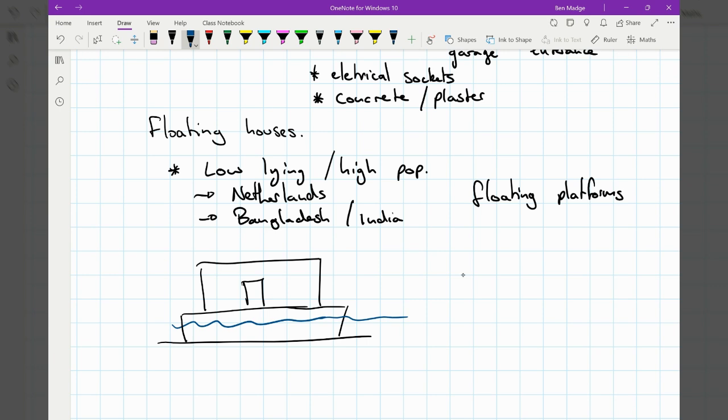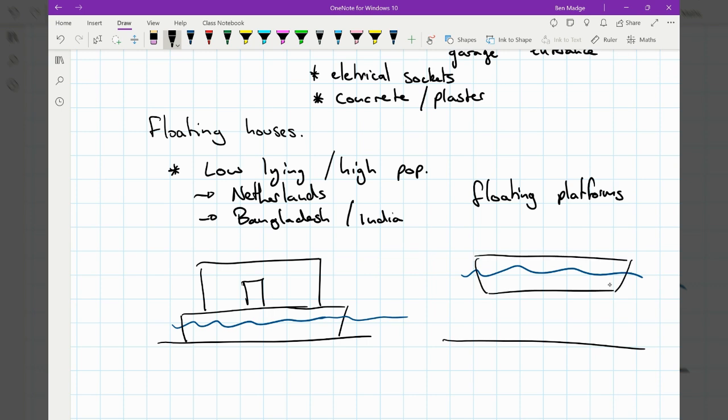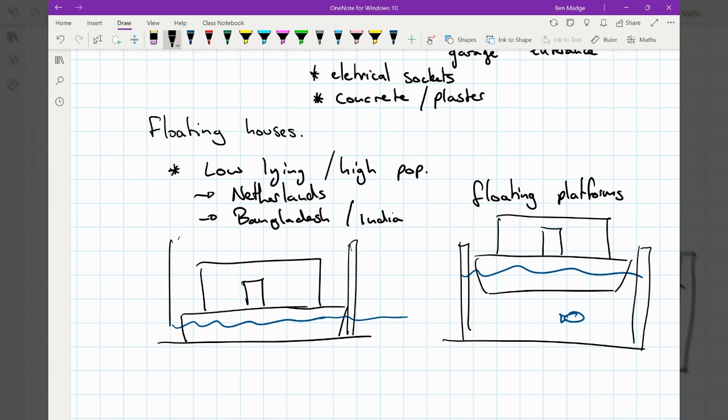If the water levels increase, then the platform will just float up with a house on top of it, and it will not be flooded, and it can cope quite effectively with that. You just have to make sure your tethers can move up and down, and they are high enough that it can cope with this change effectively. And that's quite an old, ancient way of dealing with this problem.